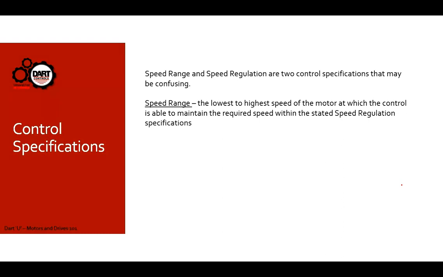There's two specifications I want to cover in a control that can be confusing. The first one is speed range. Speed range is defined as the lowest to highest speed of the motor at which the control is able to maintain the stated speed regulation. That's kind of a mouthful, but let me bring in the second one.